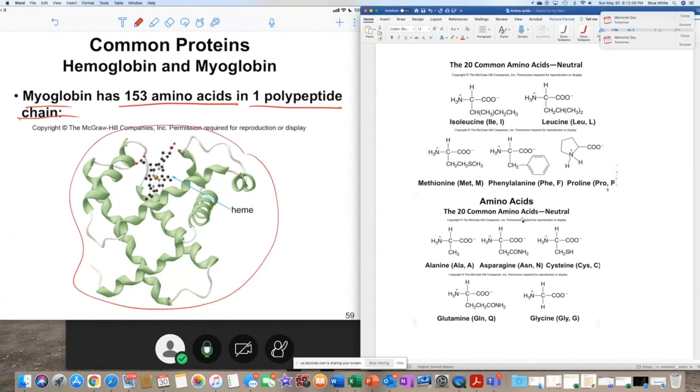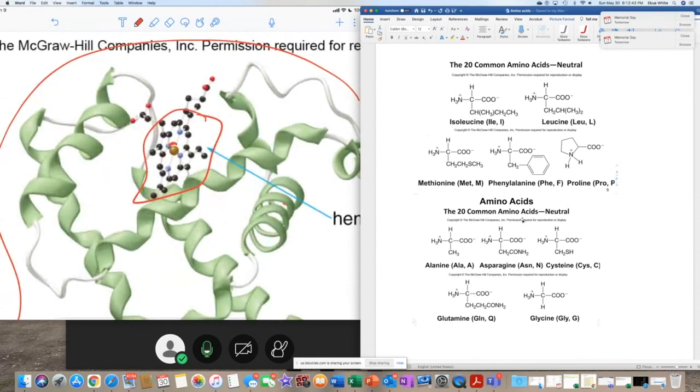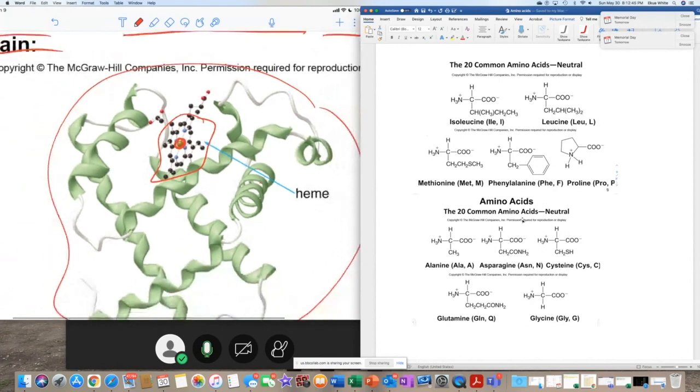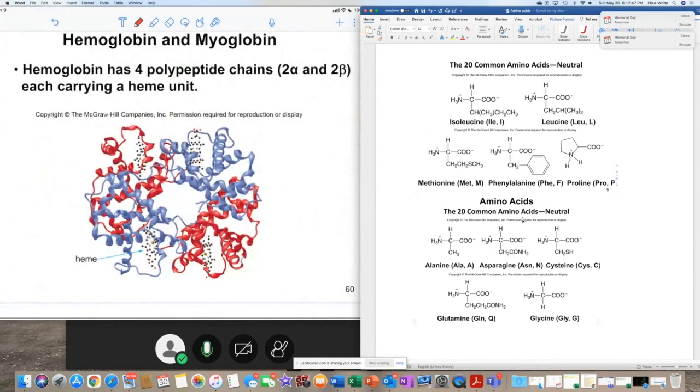Here's the structure right here. Myoglobin essentially is holding onto the heme unit right here. And of course, you have your iron right there in the middle. Okay. So moving on, hemoglobin has got 4 polypeptide chains. 2 of them are called alpha. To help you see this, they show you these in different colors. 2 of them are called alpha, 2 of them are called beta, and each of them carries a heme unit. Okay, you can see the heme unit right there. There's the heme unit. And the polypeptides help to carry the heme unit.